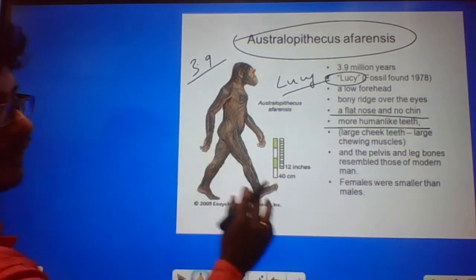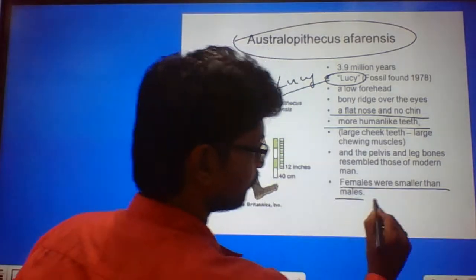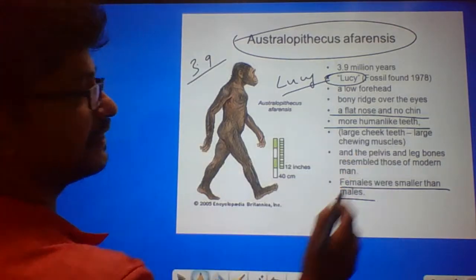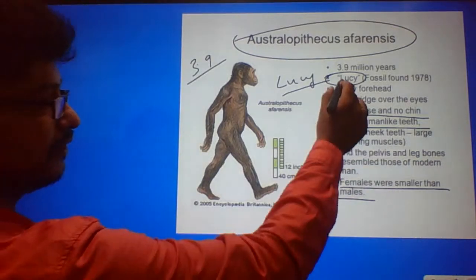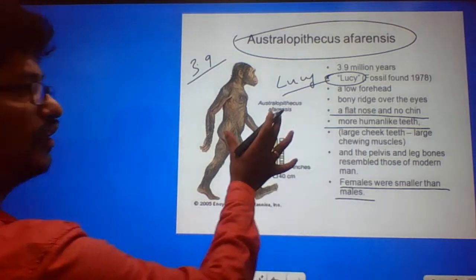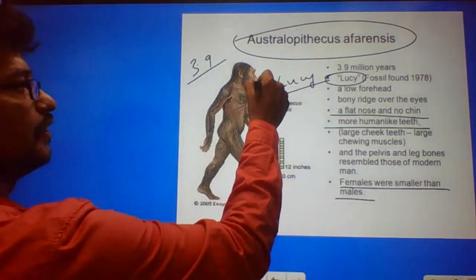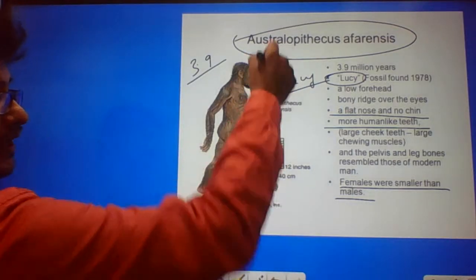Also, the females were much smaller than the males actually, and the pelvis and the leg bones resemble those of modern man. It has long cheeks. Australopithecus has large cheek teeth and large chewing muscles. Usually this is what it has.